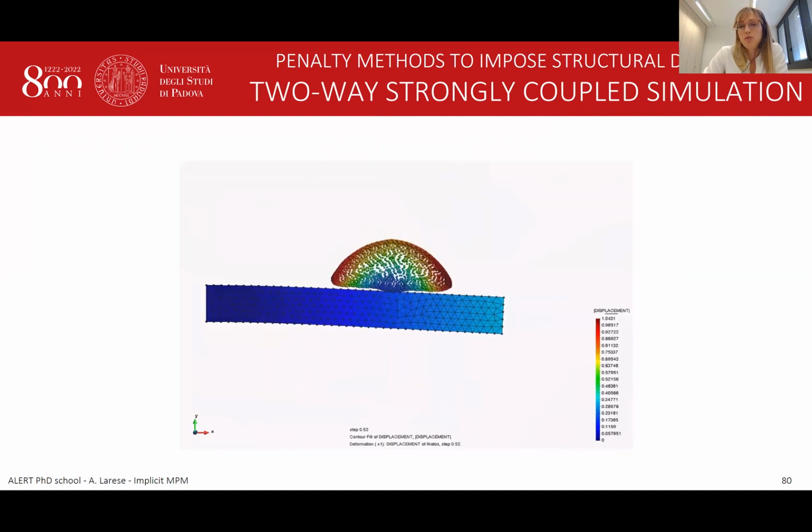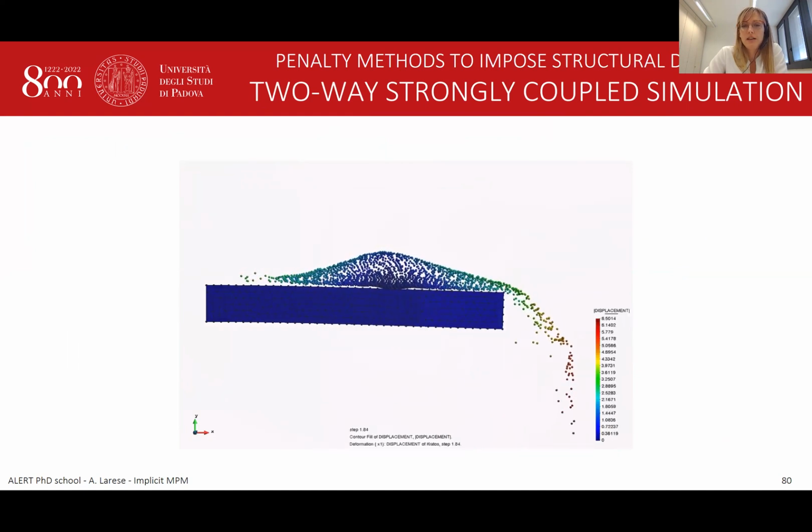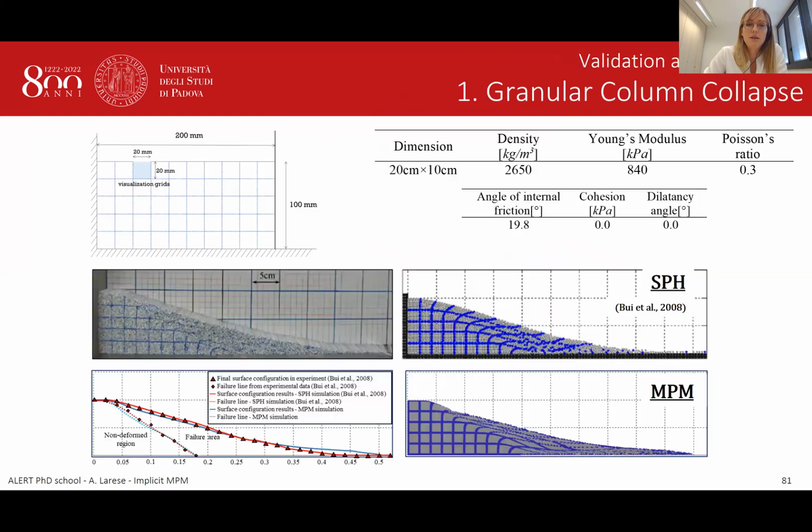So we are able to do examples like this, in which we have, in this case, a granular material and a linear elastic body, an elastic beam. And also to reproduce examples that, of course, this is not a fluid-soil-structure interaction example, but you will see in the next slide that, first of all, we use this example as a validation of our code, comparing our results with the experimental results and the numerical results obtained by Professor Bui with SPH.